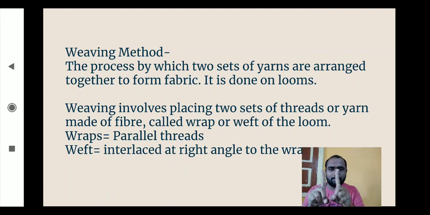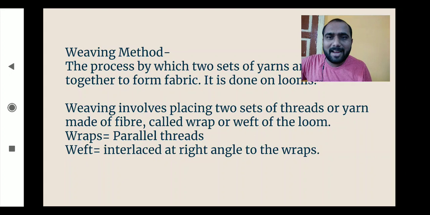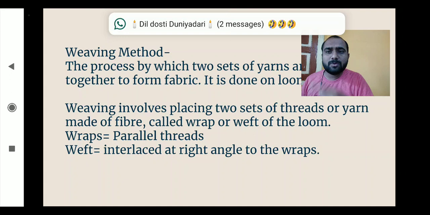So like this, parallel threads are kept, and from that, we are interlacing threads at a right angle to the warp. Now let us see, what is meant by warp? Warp means the parallel threads, whereas the other threads we are passing are interlaced. Interlacing means one goes from upside, one from downside, one from upside, one from downside. Like this we are placing and interlacing at a right angle to the warp.